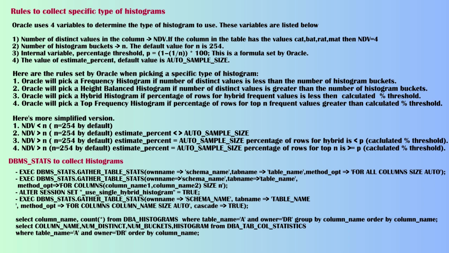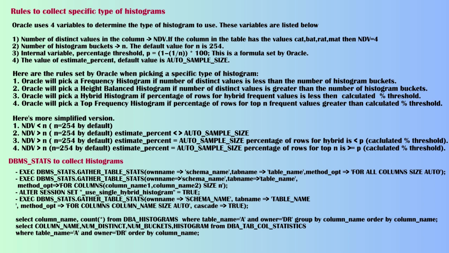If you don't explicitly specify the number of buckets, then by default Oracle will set the number of buckets to 254. 3. Internal variable, percentage threshold, p equals 1/n * 100, this is a formula set by Oracle. 4. The value of estimate_percent when you gather statistics, whether or not it's set to the default value auto_sample_size.